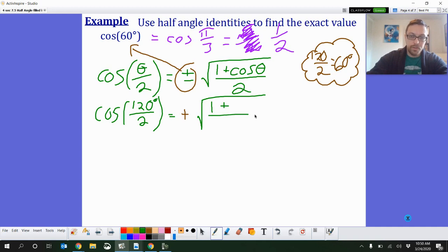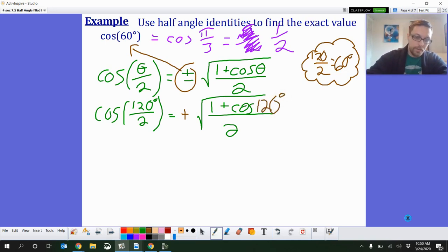1 plus cosine, all over 2. And then right here, I need to put my theta. I'm not going to put 60 degrees, because that's what our theta over 2 is. I just want the theta, so just this 120. That I got from my thought bubble. 120 degrees.